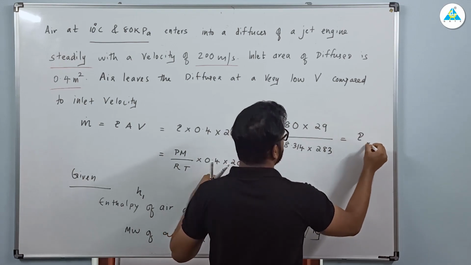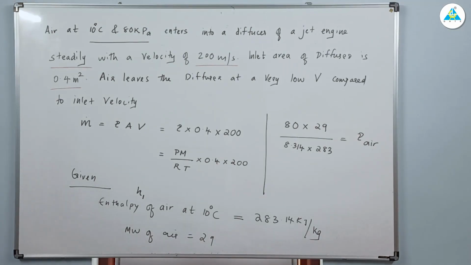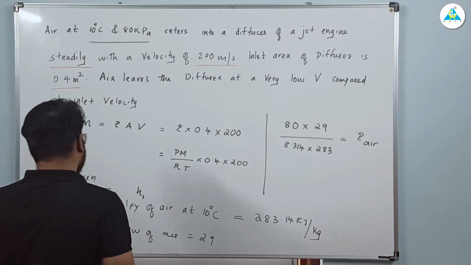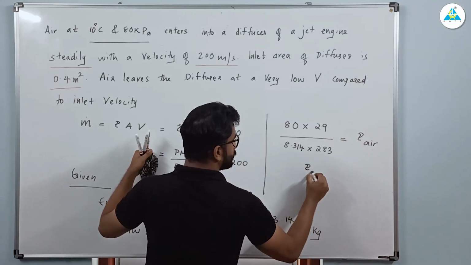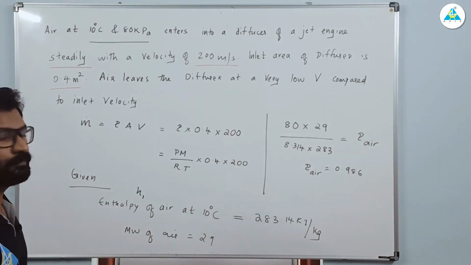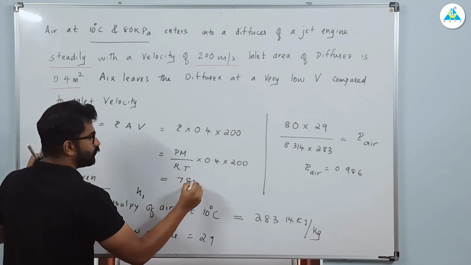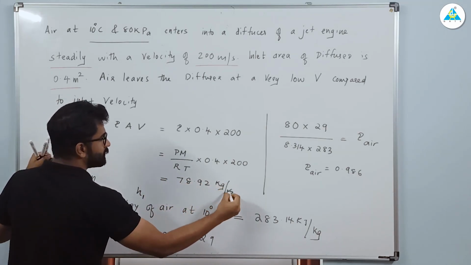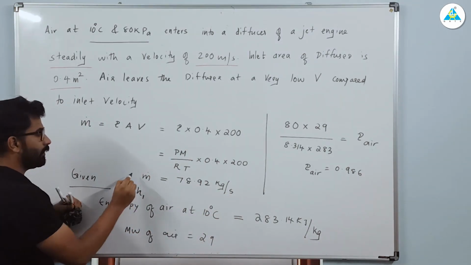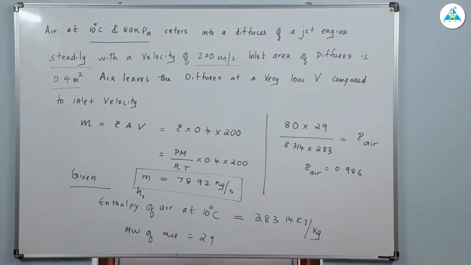So this will be the density of air. Calculate that value: 80 into 29 divided by 8.314 into 283. That value is approximately 0.986. So the density of air is 0.986. Multiply by 0.4 multiplied by 200. Your answer will be 78.92 kilogram per second. So this will be the value of mass flow rate. This is your first question, where they are asking the mass flow rate of air. Done.